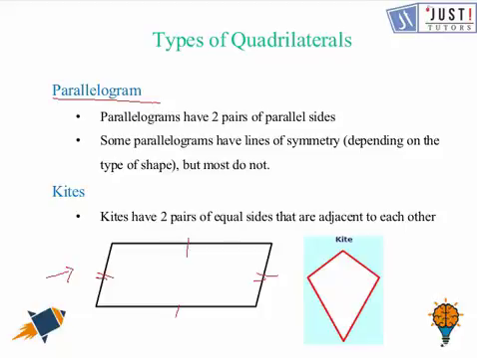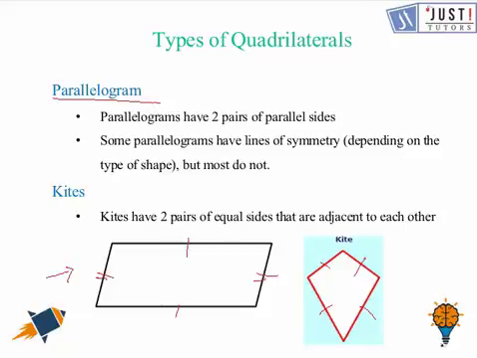Now what about kites? Kites have 2 pairs of equal sides. This is the first one. This is the second one. Now what's the difference between a parallelogram and a kite? As you can see, a parallelogram has opposite sides equal, but kites have adjacent sides equal to each other. And it has 2 pairs of equal sides, because if all of them are equal, then this is going to be a square. So kites have 2 pairs of equal sides that are adjacent to each other.